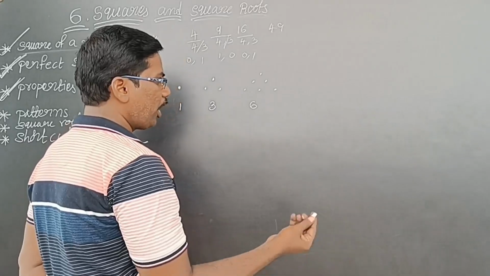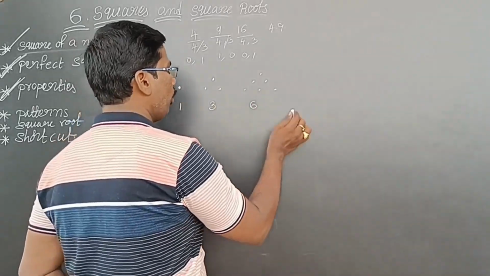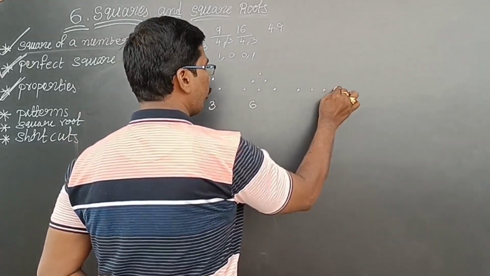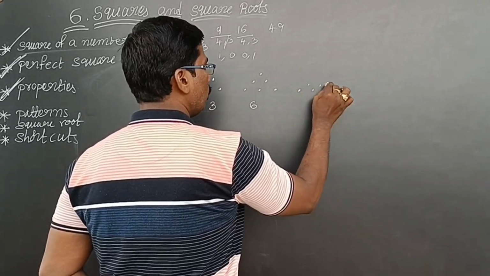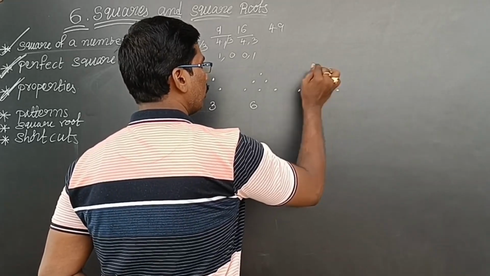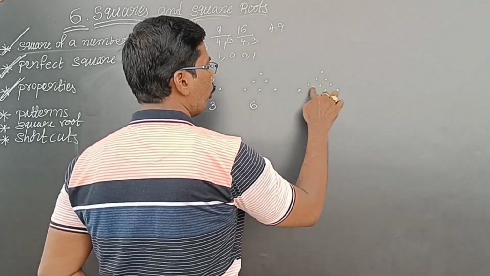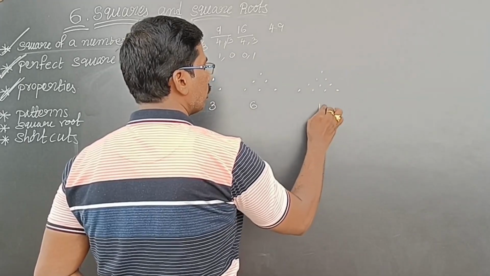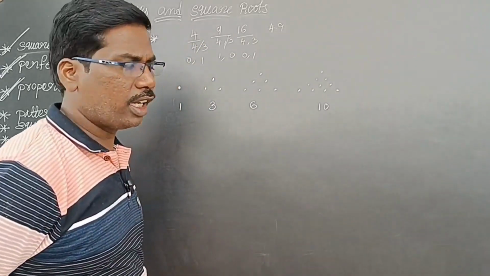Now what number will I get? Here 1, 2, 3. Now I take 4: 1, 2, 3, 4, so the count is 1, 2, 3, 4, 5, 6, 7, 8, 9, 10. So the next triangular number is 10.